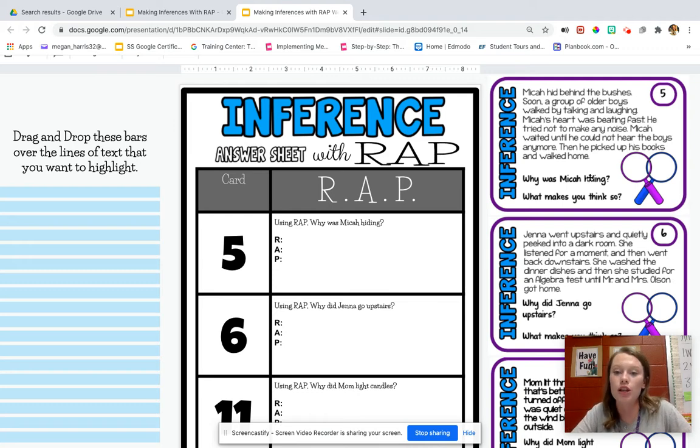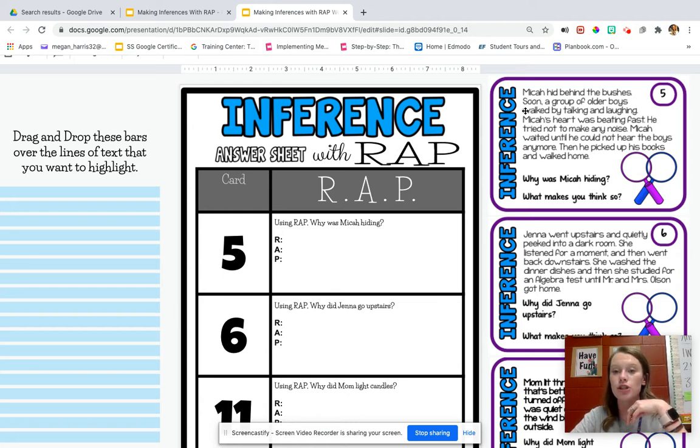So we know good readers read the question first. Why was Micah hiding? And look, kiddos, right here in your box, it said using wrap, why was Micah hiding? Okay, so I'm going to read through and I'm going to use my blue highlight bars to highlight some clues that I'm going to use when I have to prove how my answer is correct.